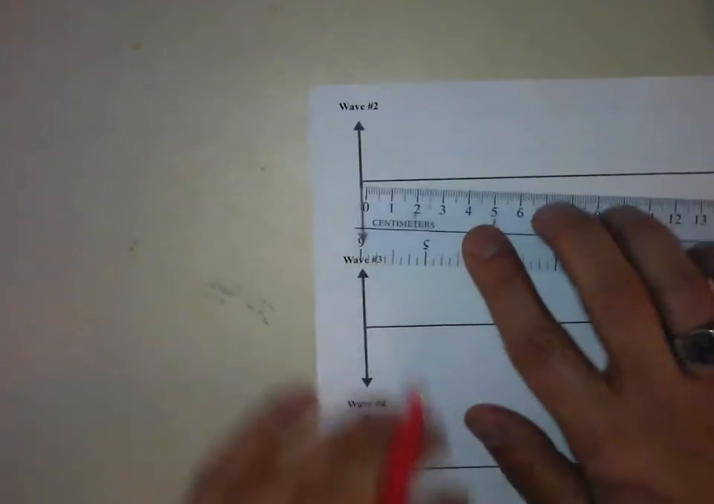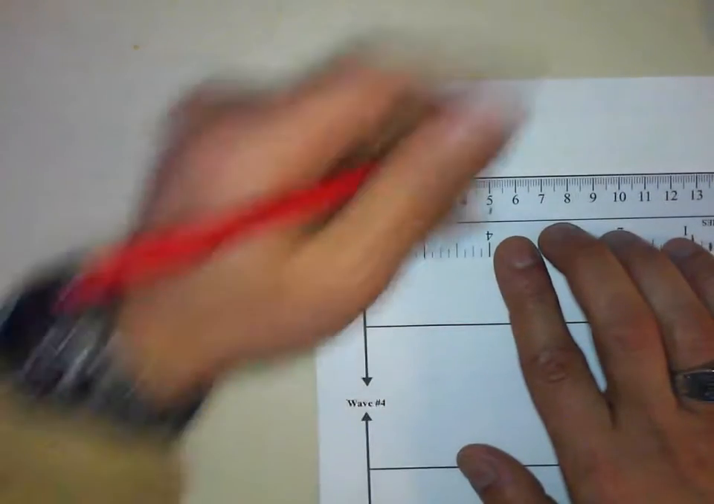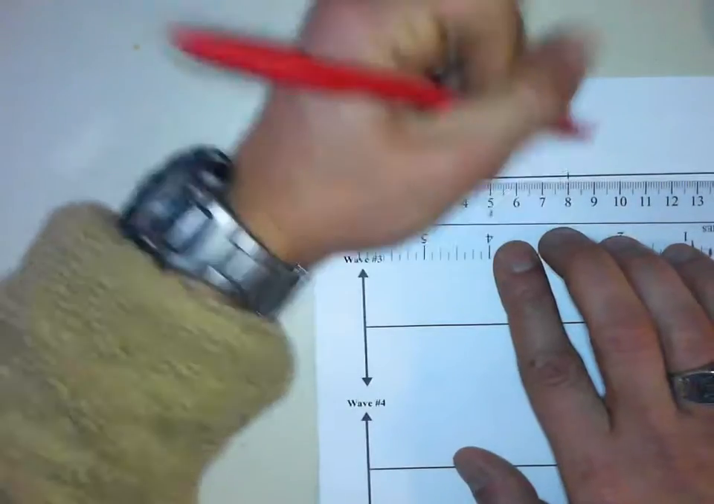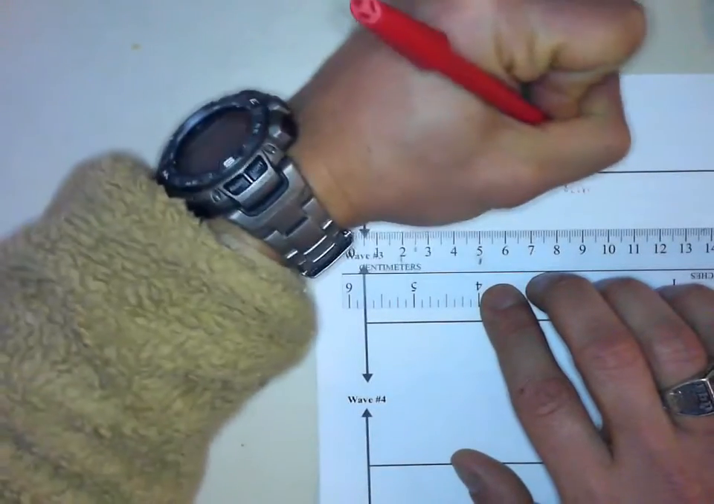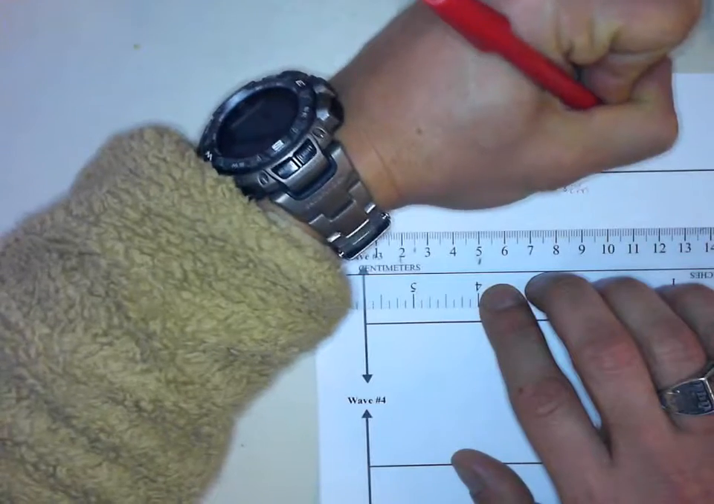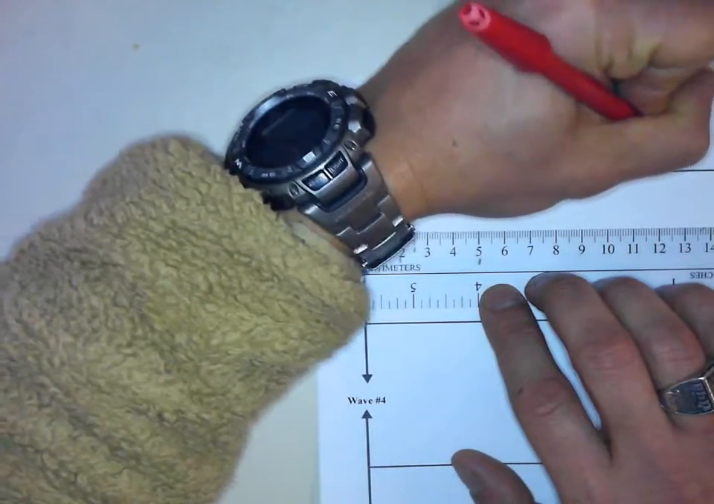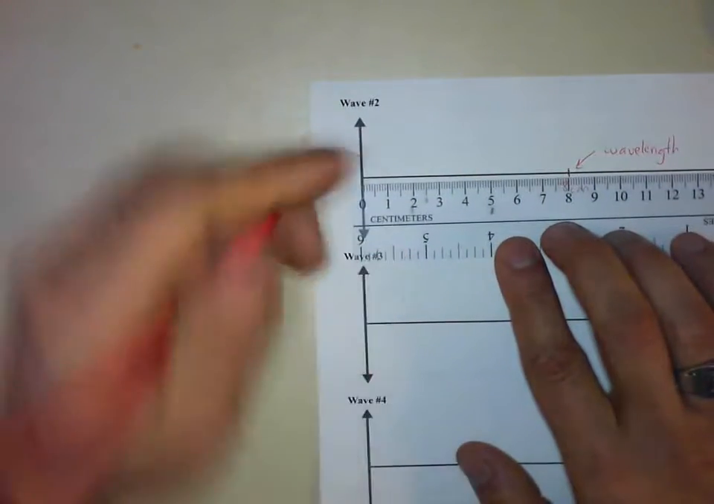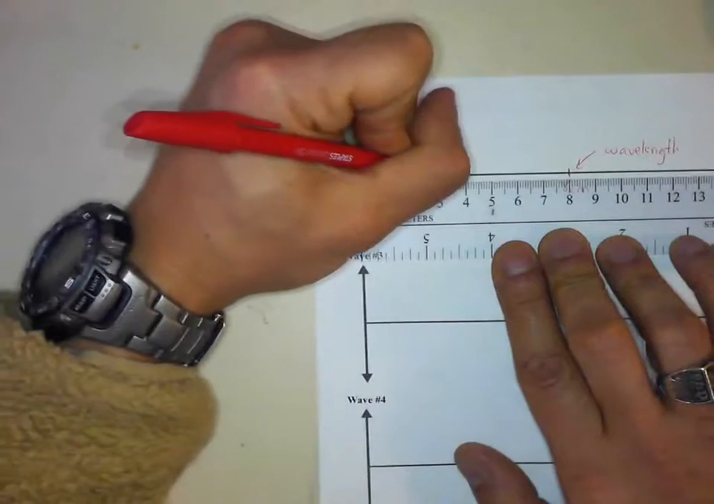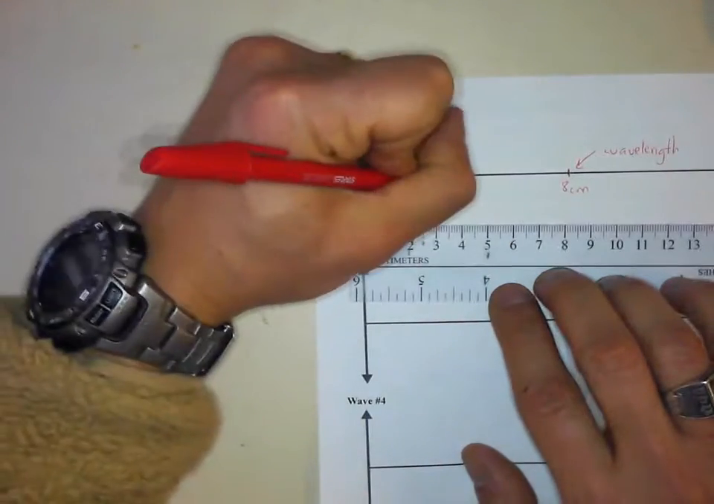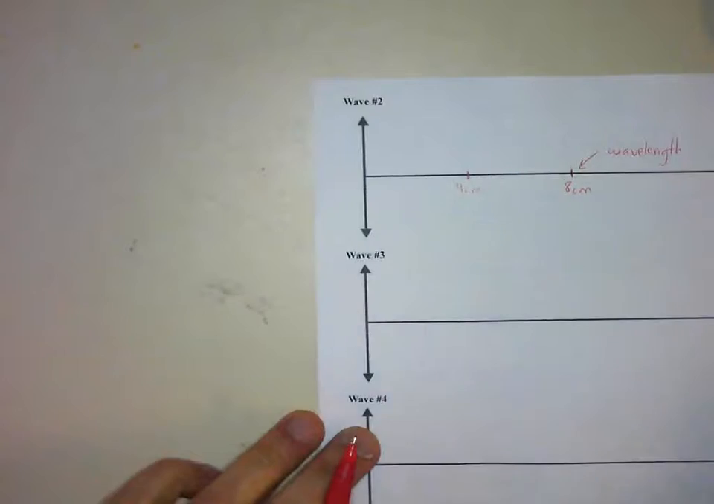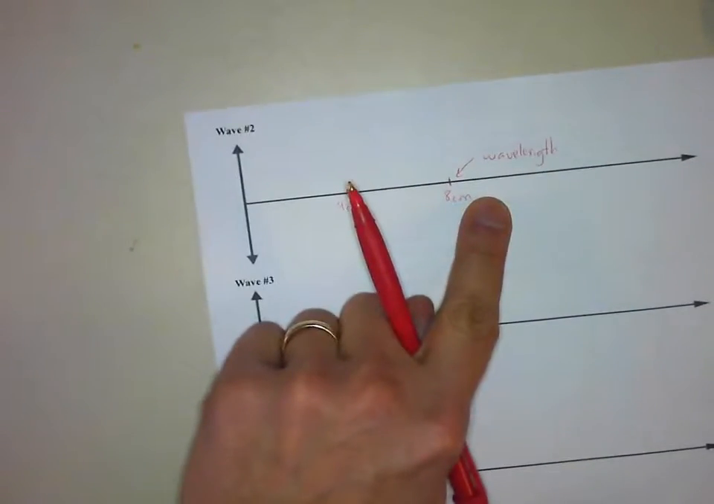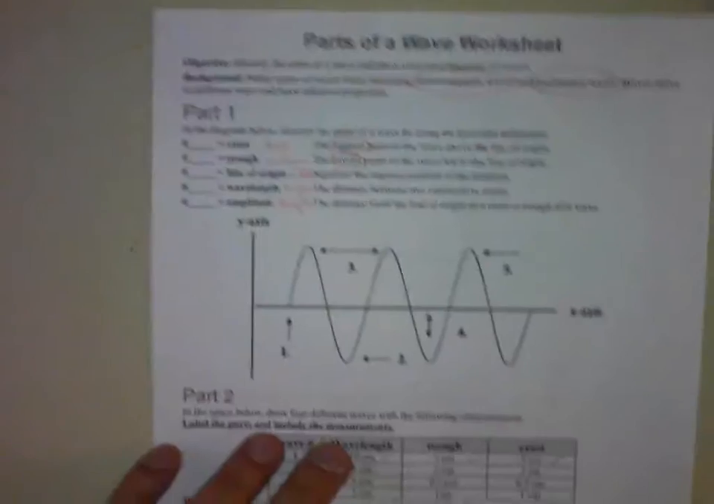So for number 2, I'm going to go to 8 centimeters. Okay, it's 8 centimeters, and this represents our wavelength. Okay, and what's the middle? From 0 to 8, the middle is 4 centimeters. Okay, so that's the wavelength. Done for that one. Let's go back.